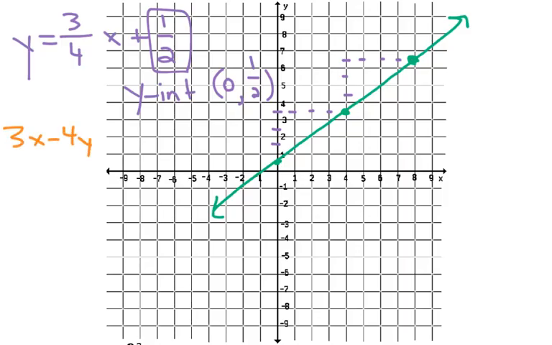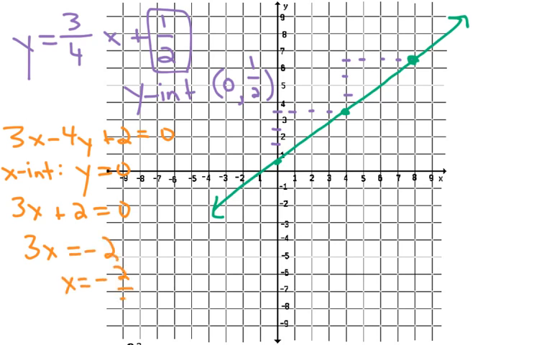3x minus 4y plus 2 equals 0. The x-intercept is the location where the y-coordinate in the ordered pair is going to be 0. So if you plug in 0 for y, it makes that negative 4y go away. And so you're left with this equation, and you find out that it hits the x-axis at -2/3, 0.